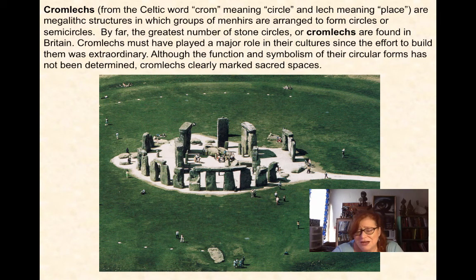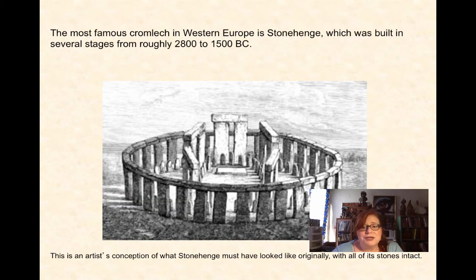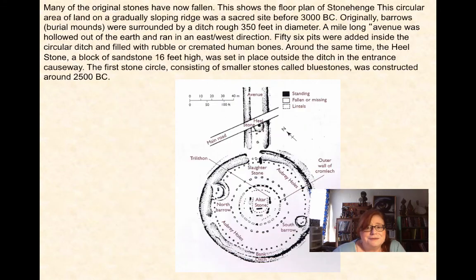A lot of the stones have toppled down. It's thousands of years old, and people are coming in and visiting it. And so again, having a human figure in there gives you an idea of the scale of the size of the stones. And this is an artist's reconstruction of what Stonehenge might have looked like originally, with all of the stones intact. And so the most famous cromlech, as I keep saying, is Stonehenge, and it was actually built in several stages over a very long period of time, from about 2800 to 1500 BCE.